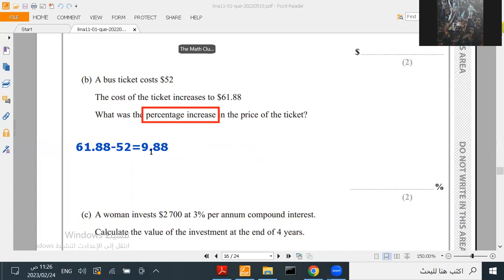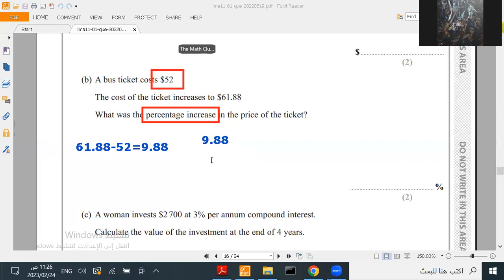Now what do I do? I take the 9.88 divided by the original. So 9.88 divided by the original. Where is the original here? The original is the first one, because what did it say? It said a bus ticket costs $52. This is the original. Then the cost of the ticket increases. So this is the original.